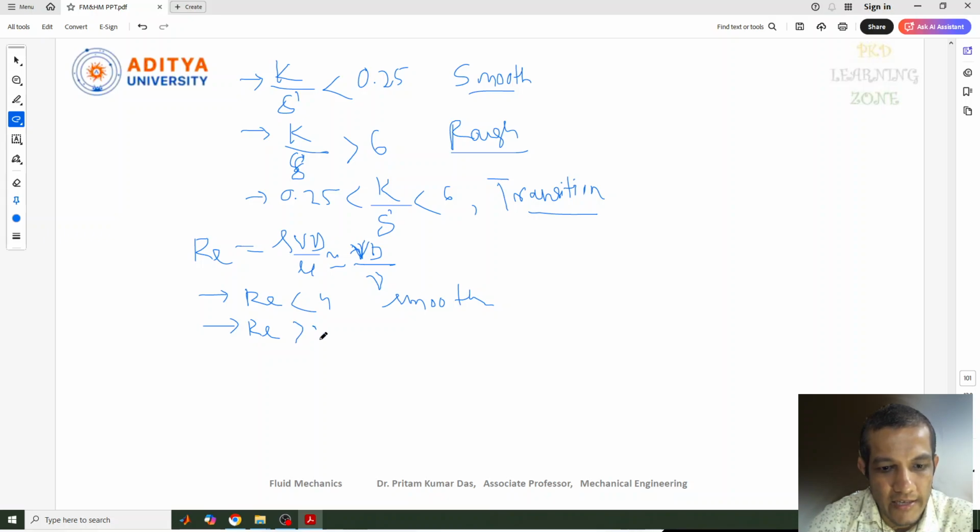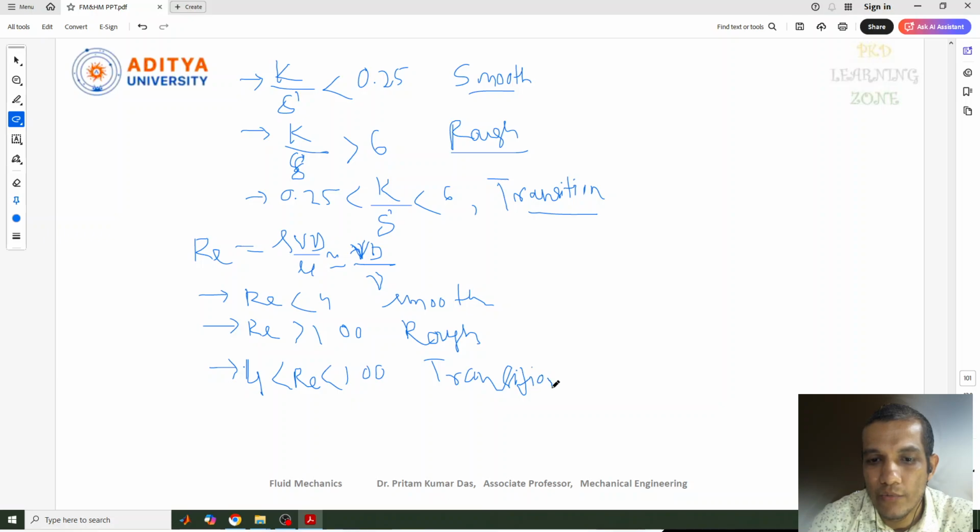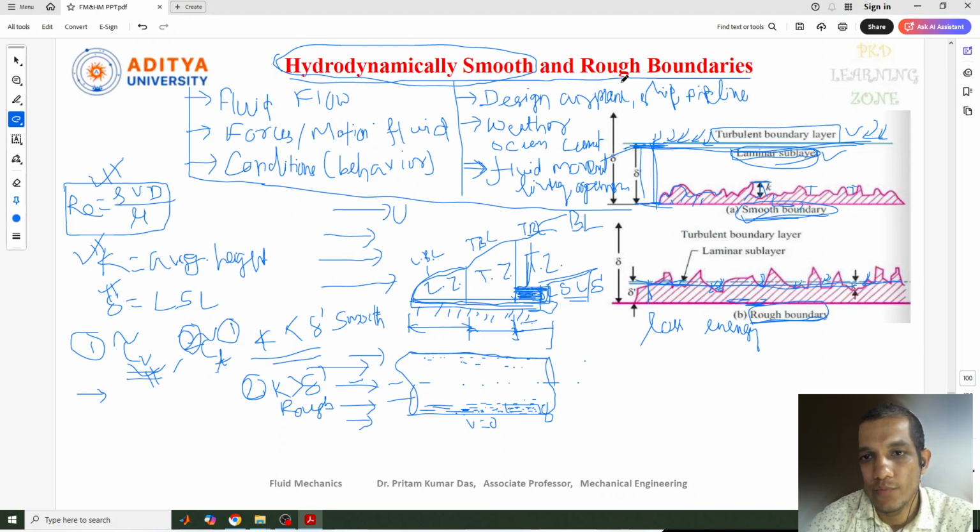Similarly, if Re is greater than 100, then it is rough, because velocity is in the Re as well. If the Re value lies between 4 and 100, then it is in the transition stage. We know laminar, turbulent and transition. Similarly, smooth means laminar, rough means turbulent, and in between means transition. So this is all about the concept of hydrodynamically smooth and rough boundaries.